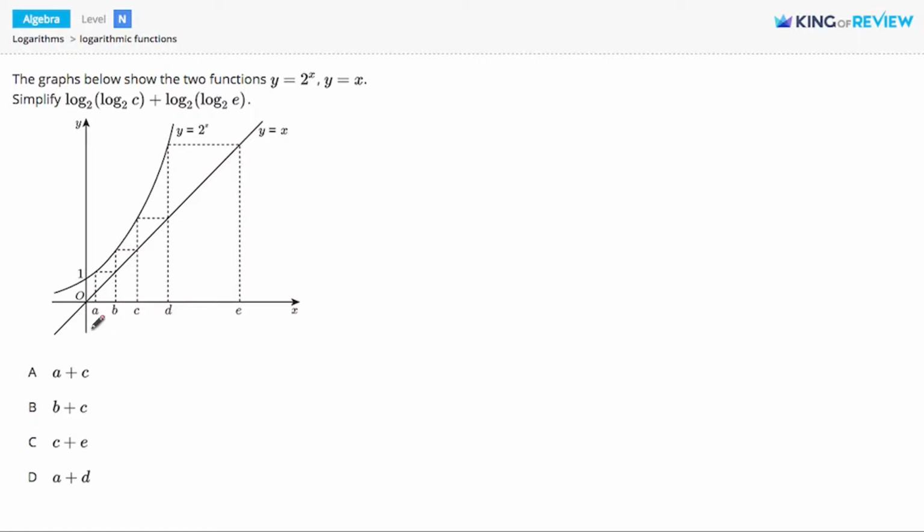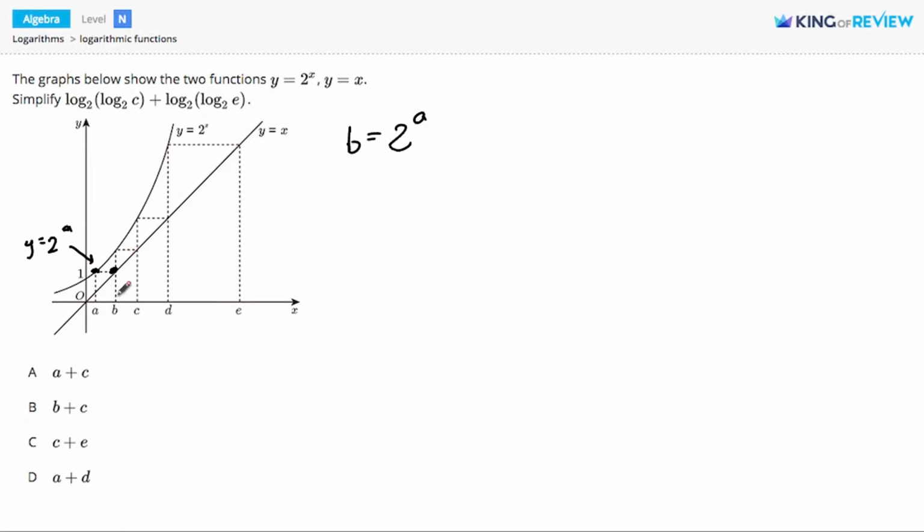We know that a corresponds to a point on the graph y equals 2 to the x, which means this point here is y equals 2 to the a power. But this also corresponds to this point on the line y equals x, and since y equals x, b is also equal to this same value, which means b is equal to 2 to the a power.